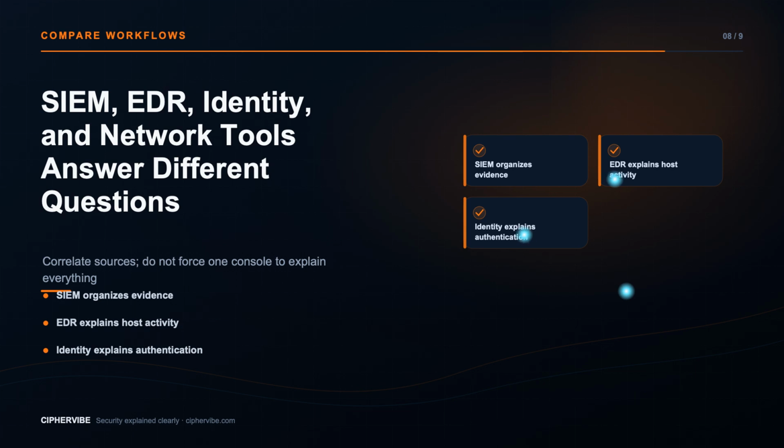Use the SIEM to start and organize the case. Pivot to the source system when raw or higher fidelity evidence matters. Use threat intelligence as context, not a binary verdict. Ask the user or system owner only when the question is necessary, approved, and phrased without revealing sensitive detection details. Automation can enrich alerts and perform low-risk checks consistently. High-impact containment should require safeguards, approvals, and rollback. The correct balance depends on confidence, asset value, and organizational policy.